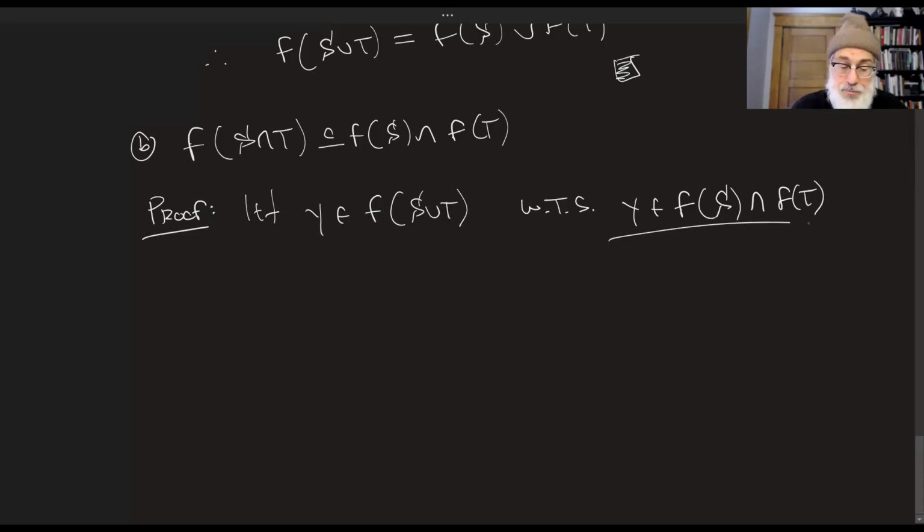Okay, so now we suppose that y is in f of s union, no, intersect. I keep switching those. Forgive me here. These are not unions, these are intersections.